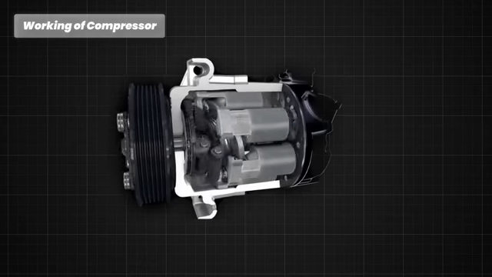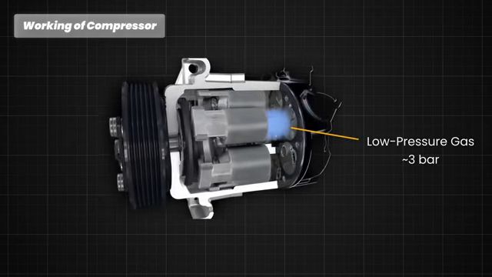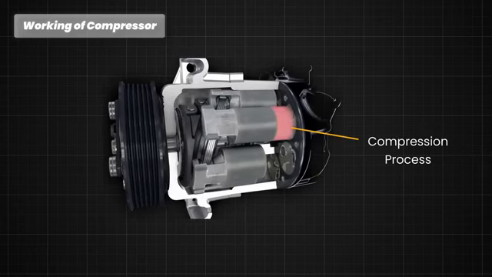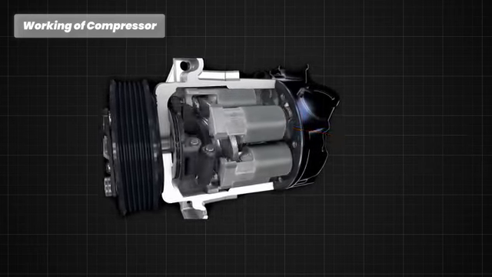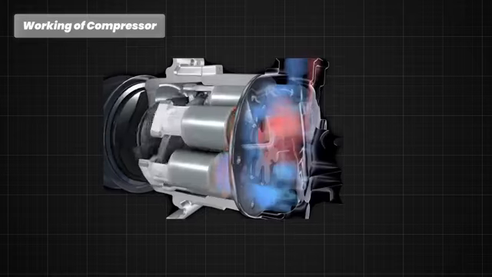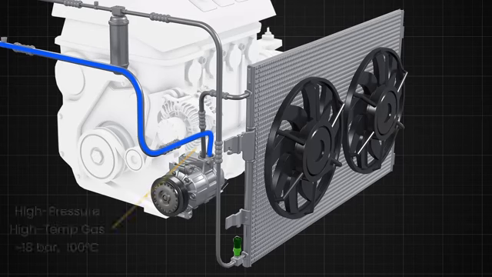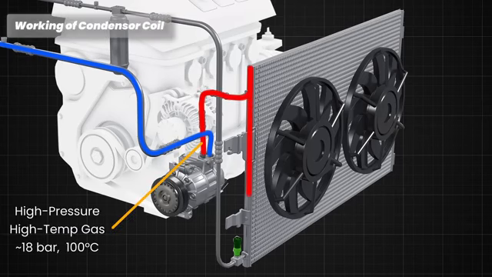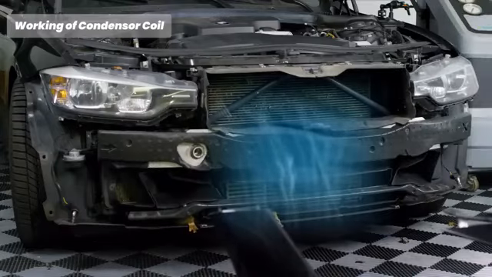The refrigerant initially enters the compressor as a low-pressure gas. This gaseous refrigerant is then compressed by the compressor, which increases its pressure and temperature significantly. After being compressed by the compressor, the refrigerant gas exits the compressor as a high-pressure, high-temperature gas. This hot gas flows into the inlet of the condenser, which is usually located at the front of the vehicle, near the radiator to take advantage of the airflow when the car is moving.